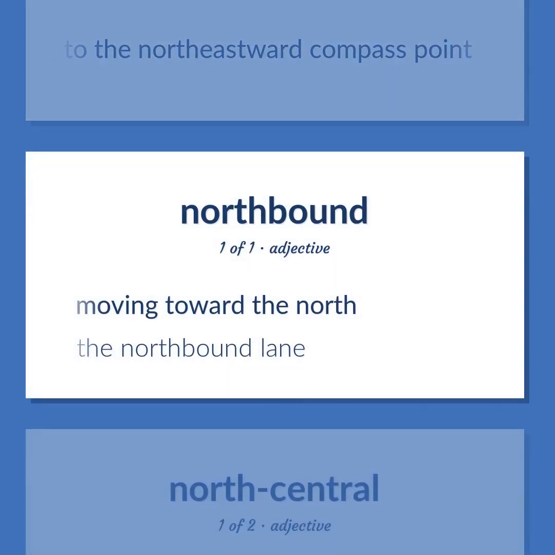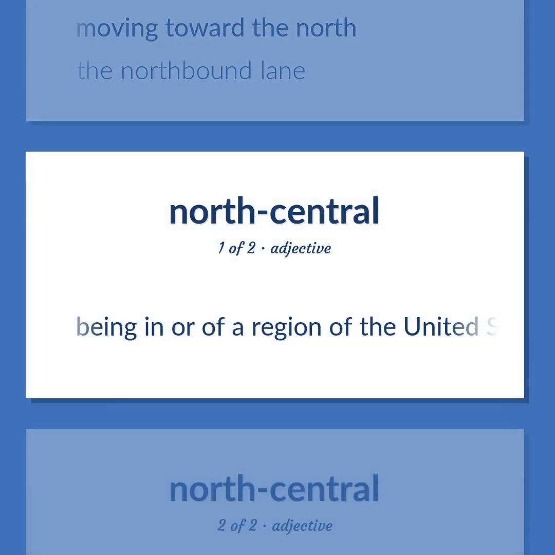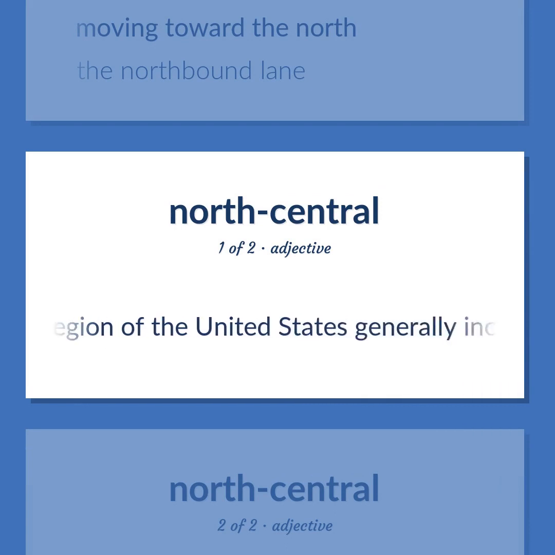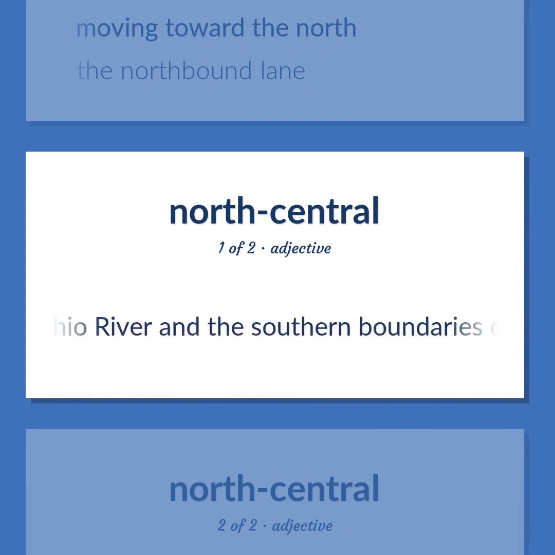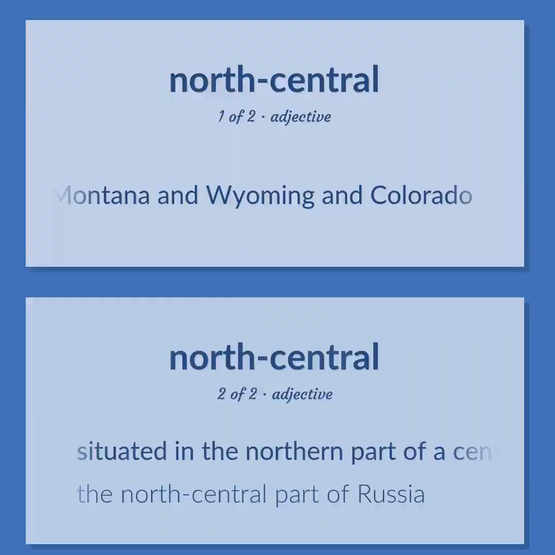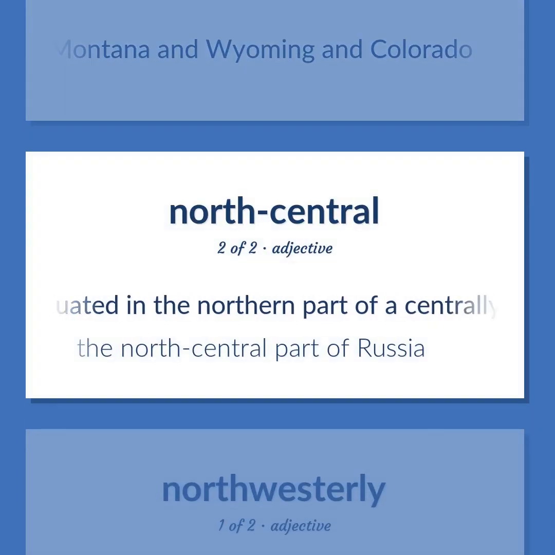Moving toward the north. The northbound lane. Being in or of a region of the United States, generally including states of the upper Mississippi Valley and Great Lakes region lying north of the Ohio River and the southern boundaries of Kansas and Missouri, and between the western boundary of Pennsylvania and the eastern boundaries of Montana and Wyoming and Colorado. Situated in the northern part of a centrally located area in some geographical region. The north-central part of Russia.